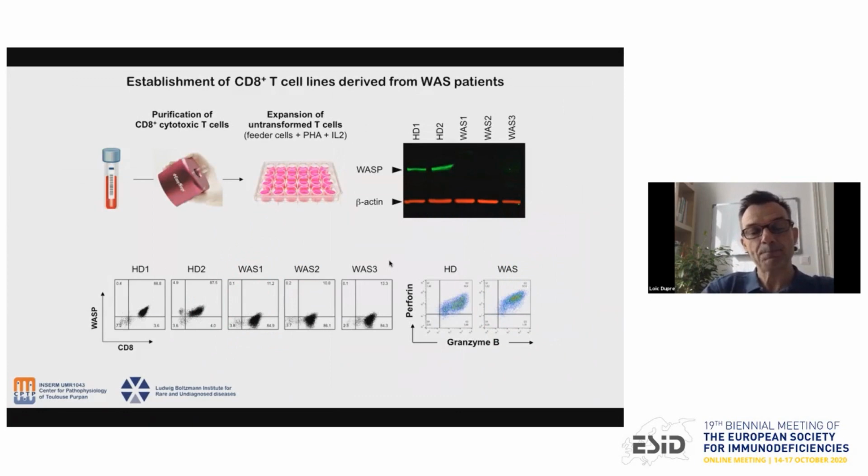So the way we perform our study is mostly starting from blood or PBMC from patients. We purify individual cell subsets, for example, cytotoxic T cells, expand them with feeder, and here, as an example, expansion of T cells from 3 Wiskott-Aldrich syndrome patients with no residual WASP expression. The phenotype of those cells was found to be normal in terms of expression, for example, of cytotoxic molecules such as perforin and granzyme B.